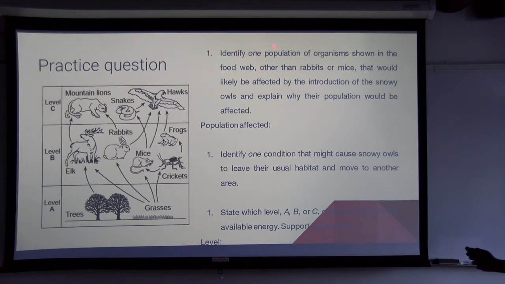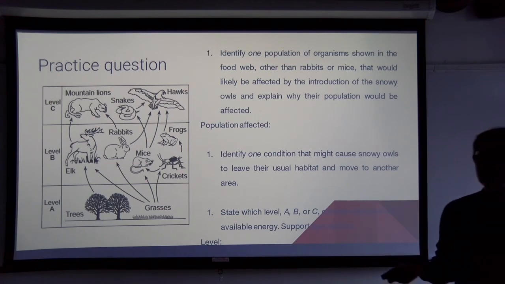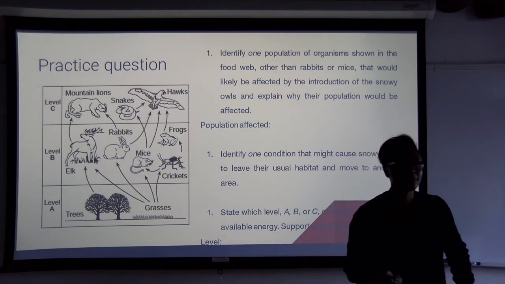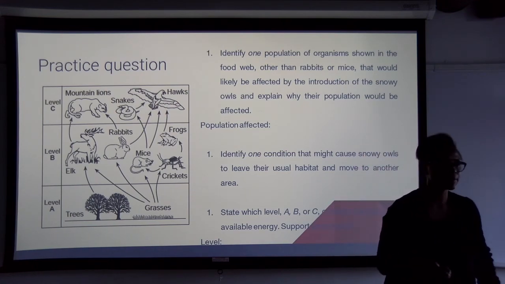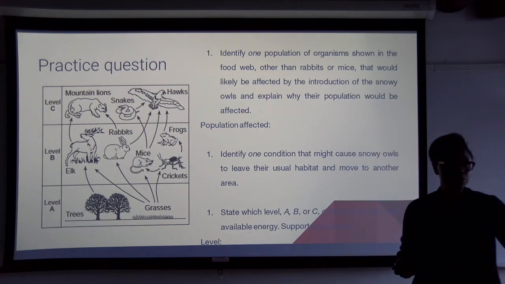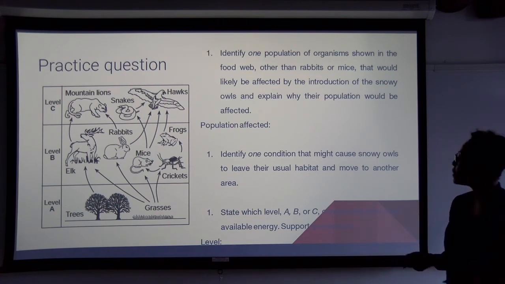Let's see. Identify one population of organisms shown in the food web other than rabbit or mice likely to be affected by the introduction of snowhawks, and explain why their population would be affected. So here we go. 1, identify one condition that might cause the snowhawk to leave the usual habitat of that area. What would cause a species to leave their environment? What would make something leave? Right? Limited resources, food, mate, environmental changes.